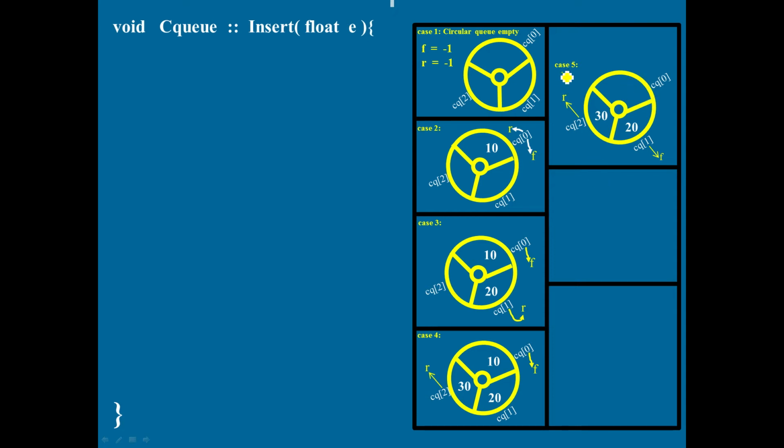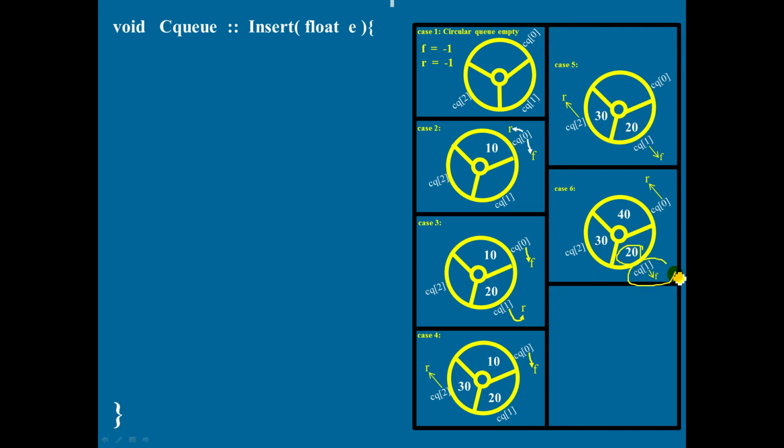Now in order to get the sixth case, you insert one more element. This is the last element, so the new element must come here, and for the new element to come here, r plus plus will not give you 0. So you should write r is equal to 0, and after that, to CQ of r, the new element can be inserted. Now in order to get the seventh case, insertion is not possible, so you delete one element.